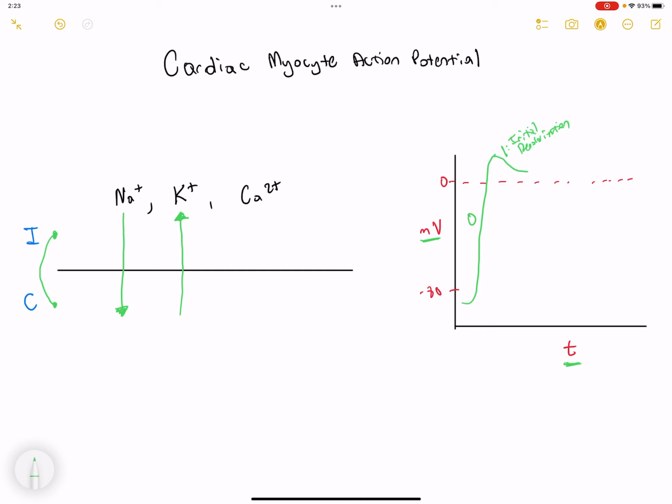Shortly after potassium channels open, calcium channels are then going to open, and calcium is going to flow into the cell. That is known as the plateau phase. It is known as the plateau phase because both calcium and potassium channels are going to be open. So positive potassium ions are going to be flowing out of the cell, and positive calcium ions are going to be flowing into the cell. As a result, it is going to be creating this plateau phase.